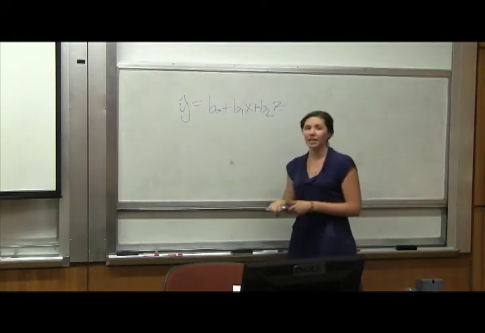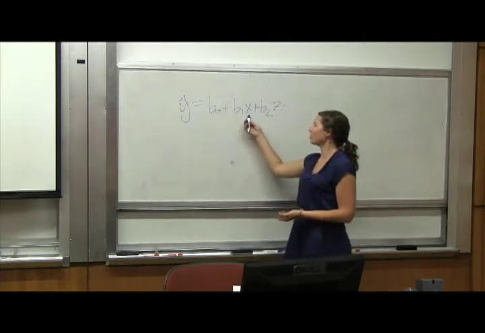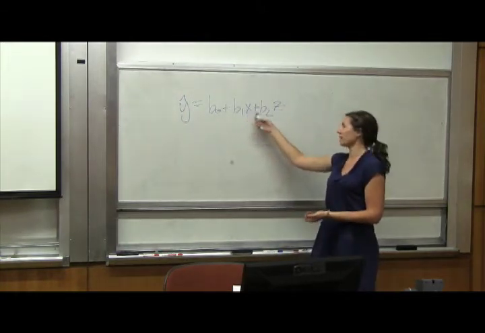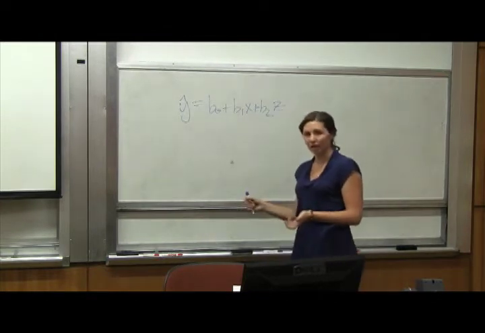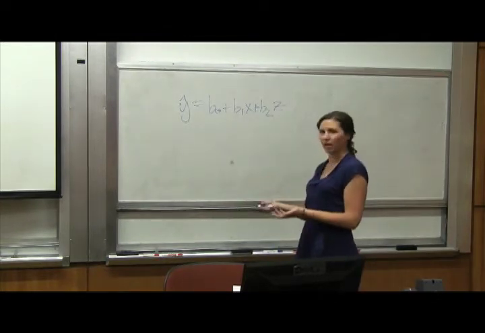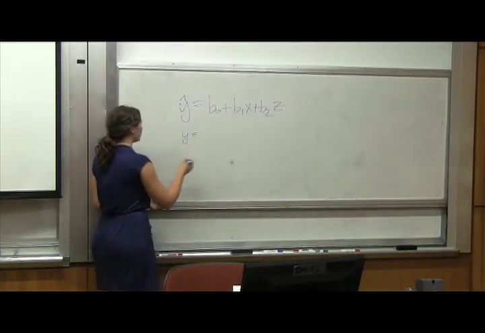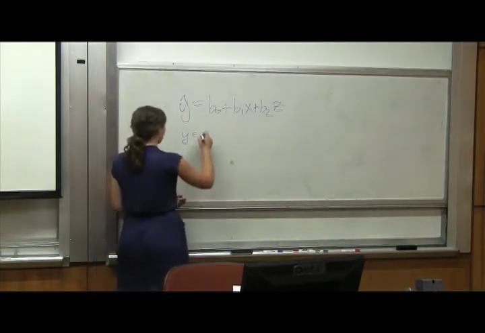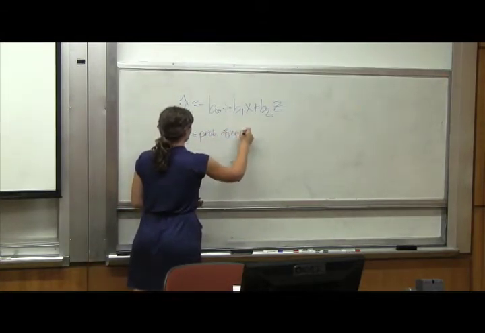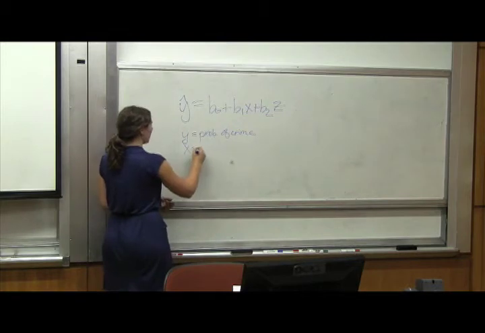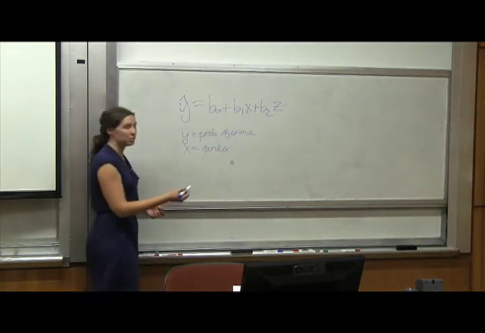And so what we're looking at here is our dependent variable y as a function of the predictor variables x and z. And to give this model a little bit more context, I'm going to define what these variables are. So let's just say that y equals the probability of committing a crime. We'll say that x is gender, and we'll say that z is GPA.